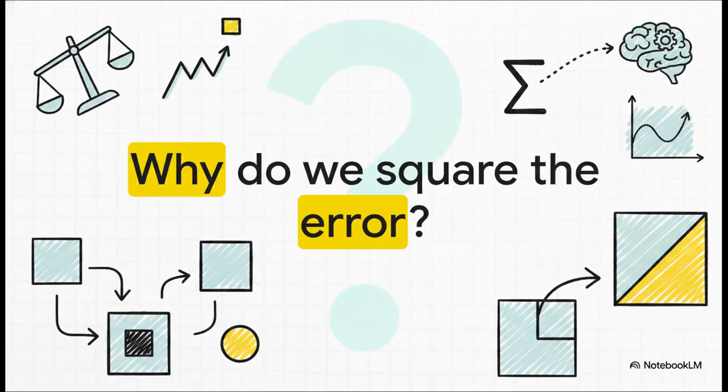So here is the central mystery we're looking at today. Out of all the mathematical operations in the entire universe, why is squaring the error the universal standard in so many models? Seriously, we see this everywhere in data science. But why exactly do we do it?